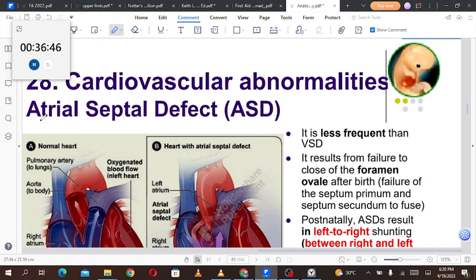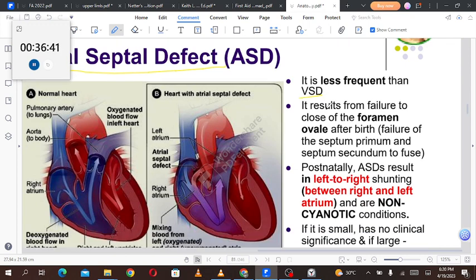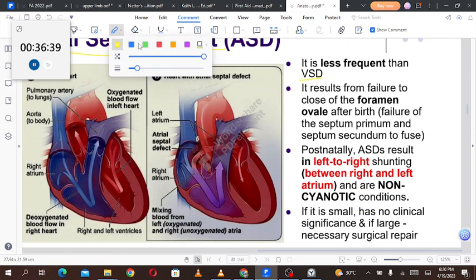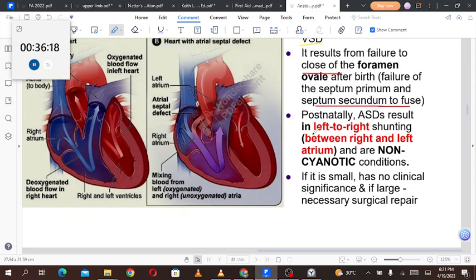Cardiovascular abnormalities: atrial septal defect. The atrial septal defect is less frequent than the ventricular septal defect, firstly. So ASD is less frequent than the VSD. It results from failure of closure of the foramen ovale after birth, failure of the septum primum and septum secundum to fuse. So there are two septums. If the septum primum and septum secundum do not fuse together, we will have a patent foramen ovale. Postnatally, atrial septal defect results in left to right shunting between the right and left atrium, and it is a non-cyanotic condition.